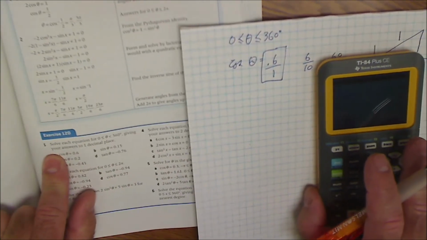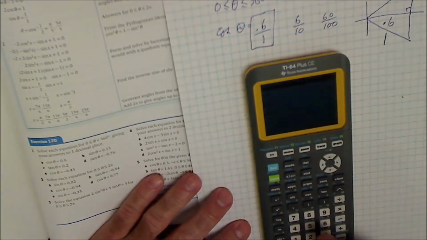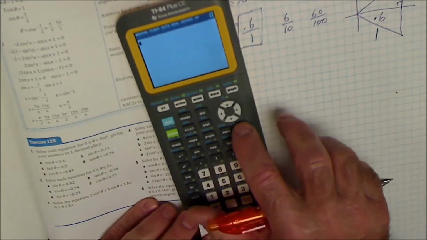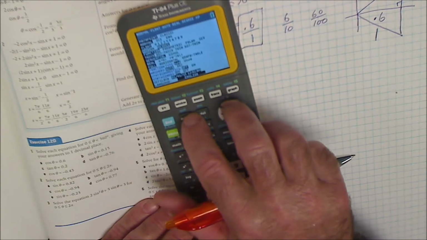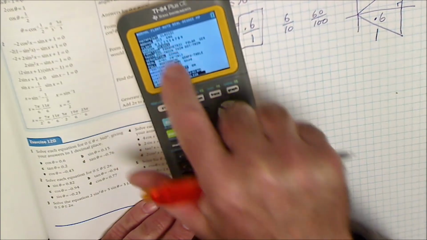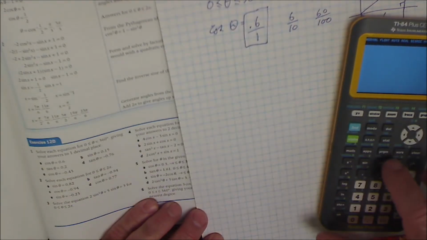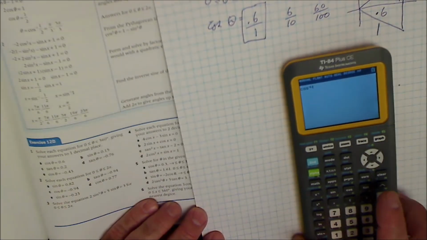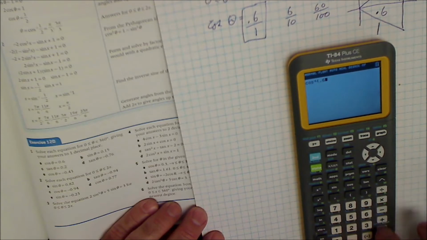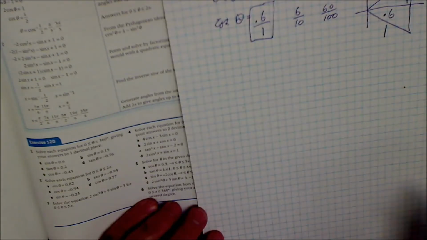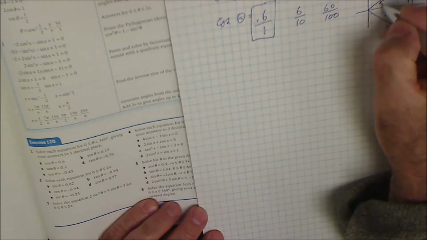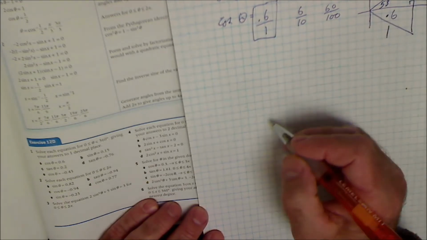There's no exact value notation here, so I'm going to do it on my calculator. First thing I do on my calculator is make sure I'm in degree mode, and then I go second cosine of 0.6, and I get 53 degrees. So my first answer is 53 degrees.